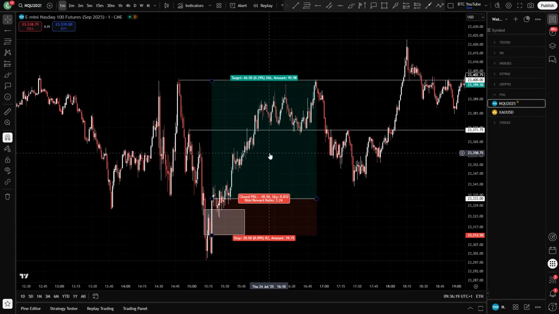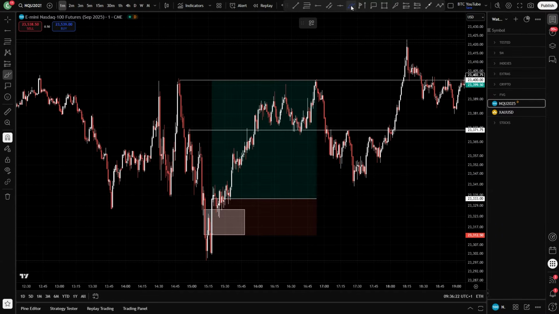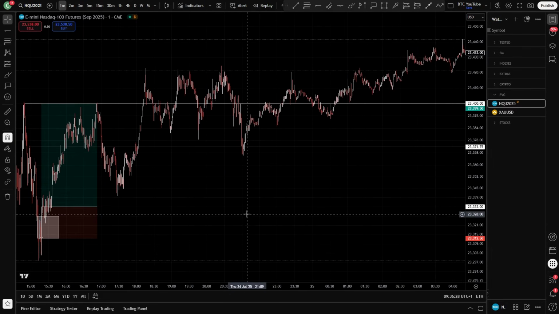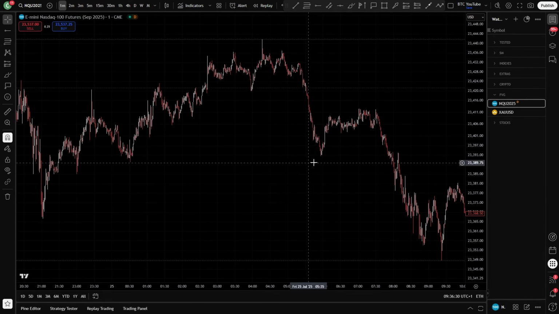Looking at about a 1 to 3 RR if you hold it. It's probably about a 1 to 2, 1 to 1.5, 1 to 2 with the scales on the way up. So overall, absolute beast of a trade. And then the one that I was talking about on Friday, which I'll show you now.